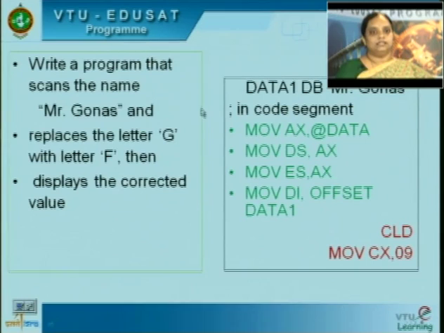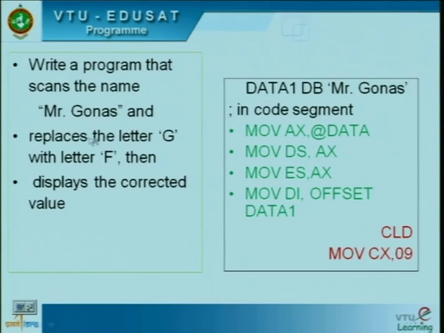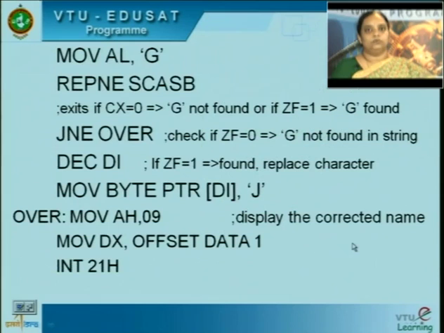So now let us extend this program. You write a program that scans the name Mr. Gonas for the letter G, and once it finds a letter G, it has to replace it with a letter F or J, and then we display the corrected value. The initial data segment initialization is there, and then we are making DI point to the data1 array. Then we clear the direction flag, and once again CX, the counter, is loaded with 09, AL is loaded with the character to be scanned, G, and we are going to repeat it.